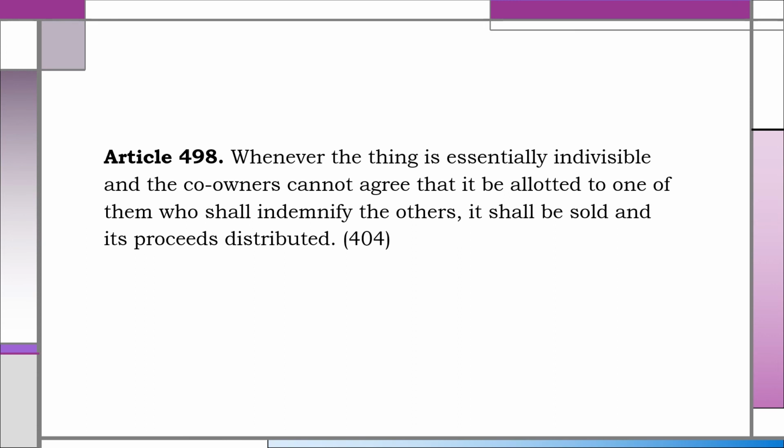Here is the procedure for the legal partition. First, give the whole to one co-owner who will now be required to indemnify the rest. But if this is not agreed upon, as when nobody wants to get it or more than one desire it, there must be a sale, a public sale, such as an auction, or a private sale. Of course, strangers are allowed to purchase.